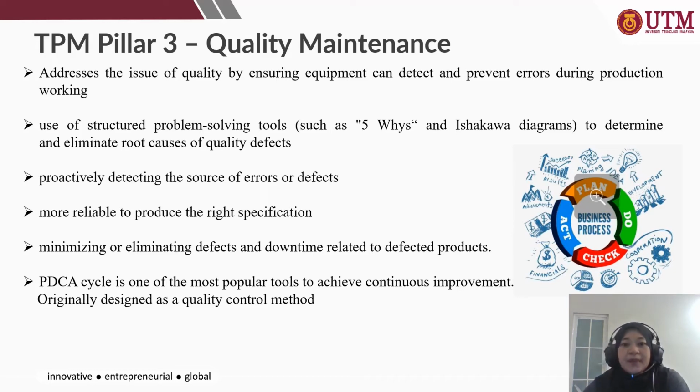So from this TPM pillar, it can be done through structured problem solving tools such as 5 whys and Ishikawa diagram. How can it help? It can determine and eliminate the root cause of the quality defects, because if we directly find the solutions to rectify the problems or defects, maybe the problems can occur in the future.